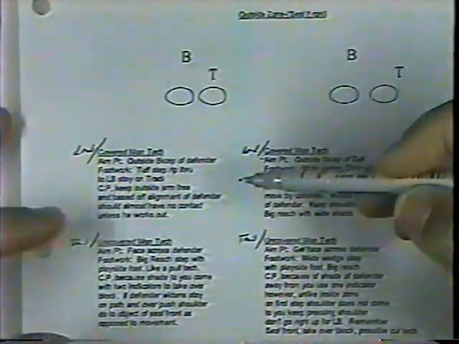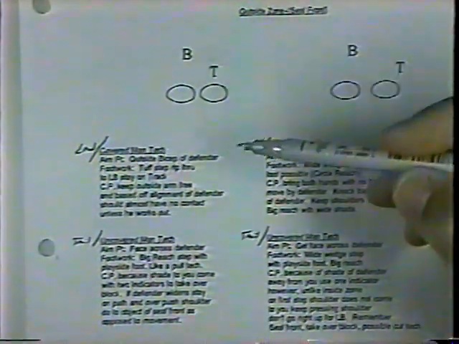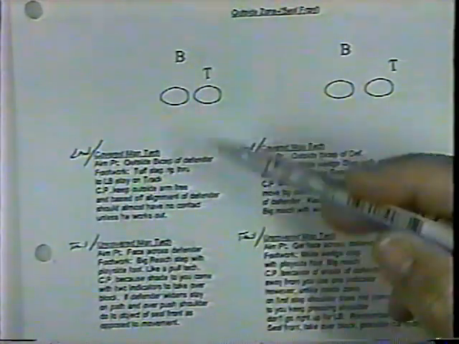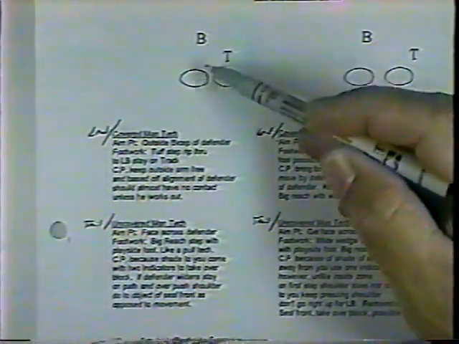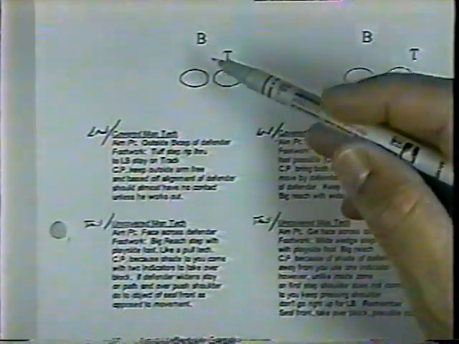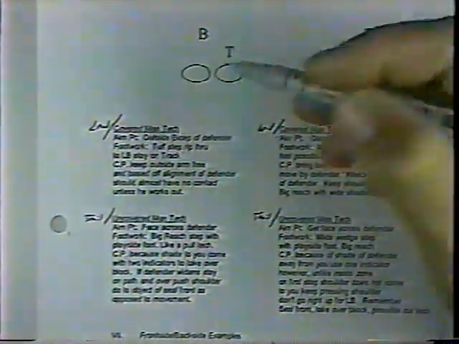Based off alignment, the defender should almost have no contact unless he works out towards me, because I have a wider landmark. Okay? Uncovered man. Is the shade to me or away from me? Well, head up means it's head up inside, it's to me. I'm thinking I'm going to be on that block. But here's what I want to coach you on right now. I want you to know this.